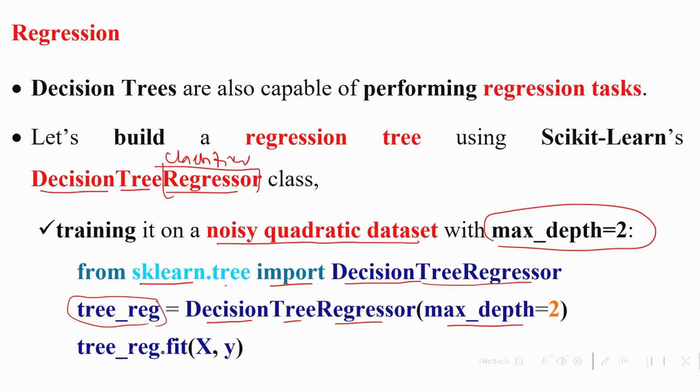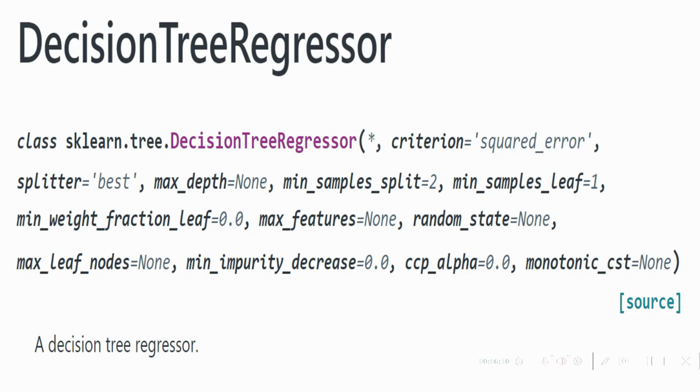Then tree_regression.fit, providing the corresponding features and corresponding values. That is called training the model. Now let us see the different types of parameters in the decision tree regression.